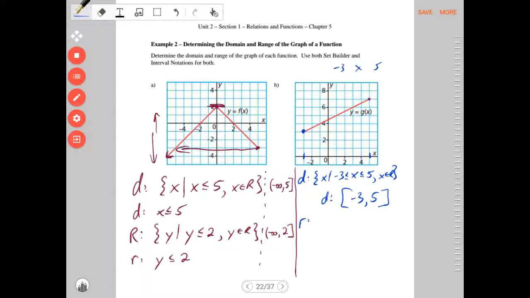Now, the range, on the other hand, is y such that, so the y values, they go from positive 3 up to positive 7. So 3 to y to positive 7, and they're all the values in between, so it's continuous, so y is an element of the reals. Great. Okay, so the range in interval notation, okay, we go from 3 up to 7 and square brackets for both. Okay, so that is how we do those ones.